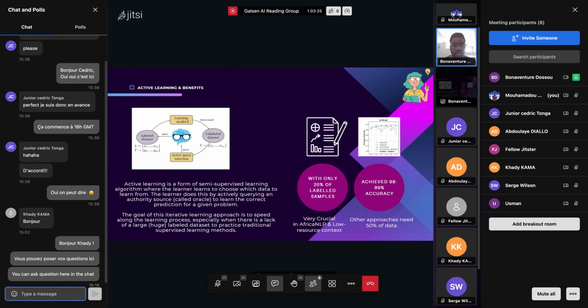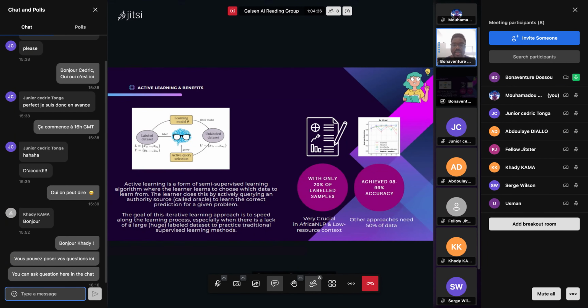So that model, that we also call the learner, does this by actively querying an authority source called an Oracle to learn the correct prediction for a given task or problem. One interesting goal with active learning is that we also want to speed up the learning process, especially when we have very small data and we need data, because at the end of the day, even if we are doing some pre-training, most of the useful tasks are mainly supervised. If you think about ASR, machine translation, information retrieval, named entity recognition, those things are mainly supervised.